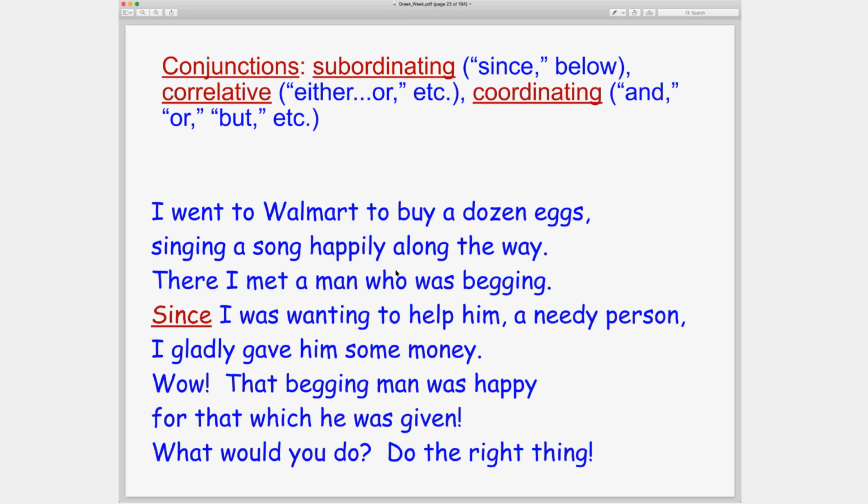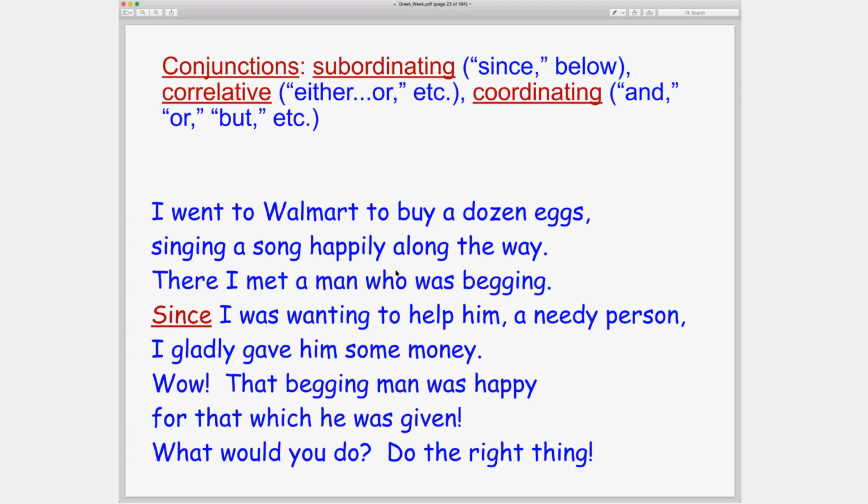Conjunctions, they connect things. Subordinating conjunctions, I have one example here. Since I was wanting to help him, a needy person. The subordinating conjunction subordinates the clause, I was wanting to help him, a needy person. And it's subordinate, that is dependent, upon I gladly gave him some money. Or I could switch them around. I gladly gave him some money since I was wanting to help him, a needy person.